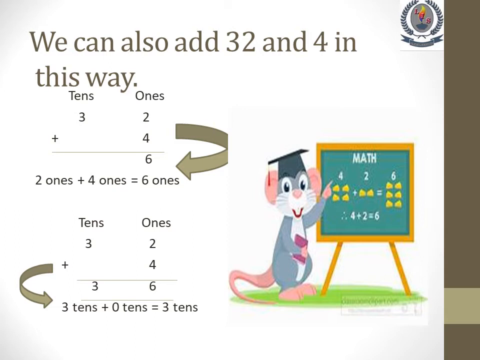How many tens are there in 32? 3 tens. How many tens are there in 4? 0 tens. In the second step, we add the tens. What do you get when you add the tens in the two numbers? 3 tens plus 0 tens equals 3 tens. 3 tens and 6 ones is 36. So, when we add 32 and 4, we get 36.